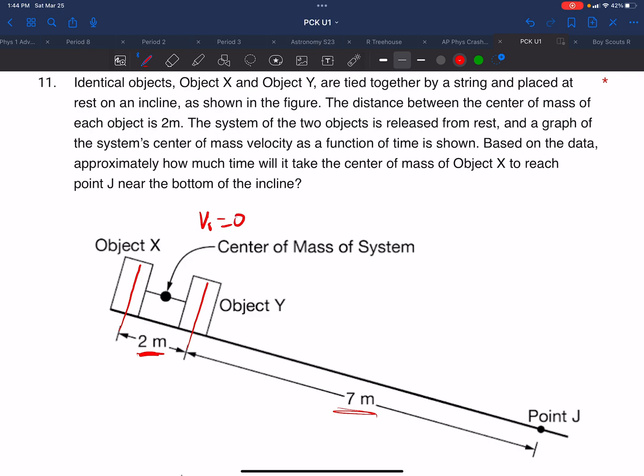How much time will it take the center of mass of object X? So the center of mass of object X is this. We want to know how long it will take this green line to reach J. And what we can see is that is 9 meters.